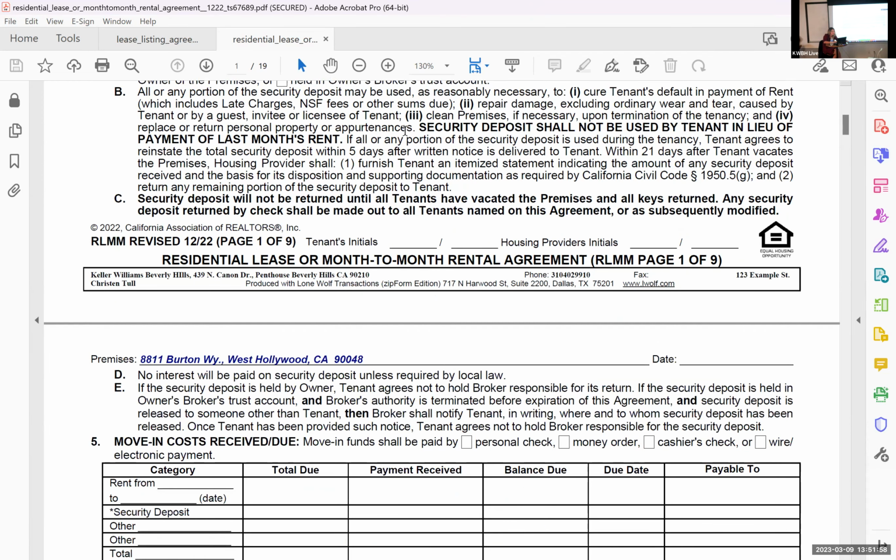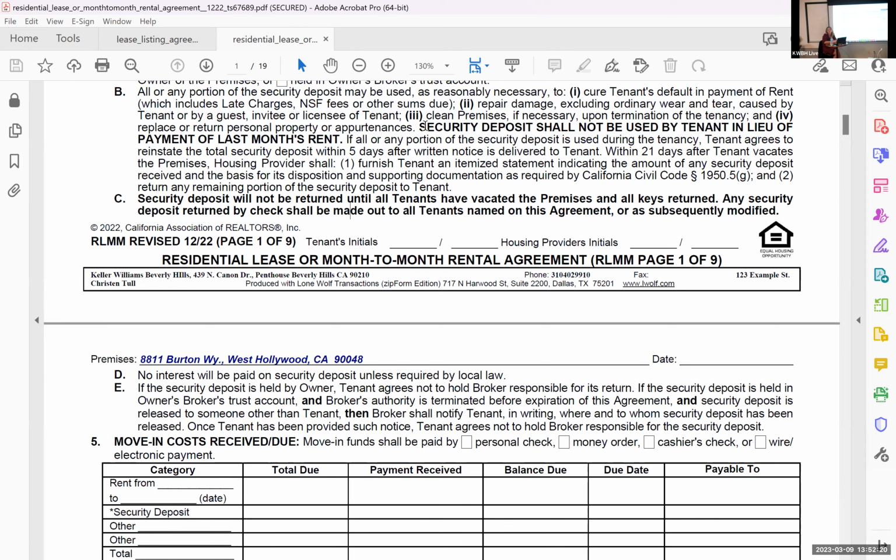Payment of last month's rent. Security deposit shall not be used by tenant in lieu of payment of last month's rent. So any person who's old school and is talking about last month's rent, that's more for the tenant. You can't just say, use my security deposit because I'm leaving.